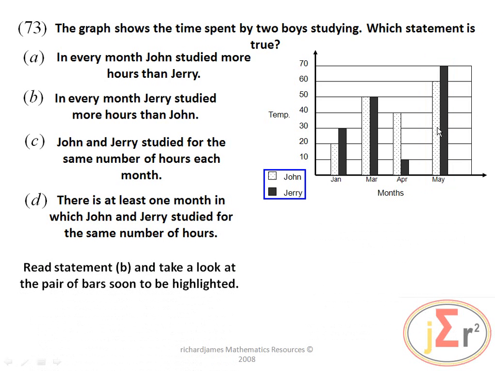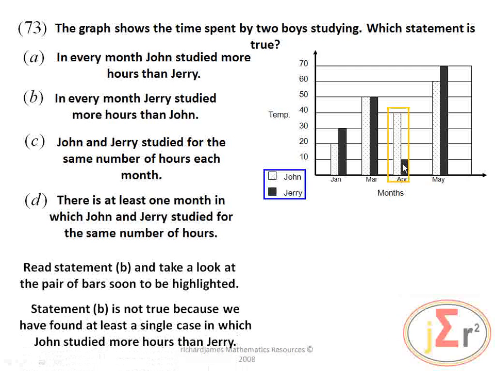Now we are going to answer this question, which is, which statement is true? Read statement B and take a look at the pair of bars soon to be highlighted. So statement B, in every month Jerry studied more hours than John. Is that true? Well, here we have John studying more hours than Jerry. Statement B is not true because we found at least a single case in which John studied more hours than Jerry.